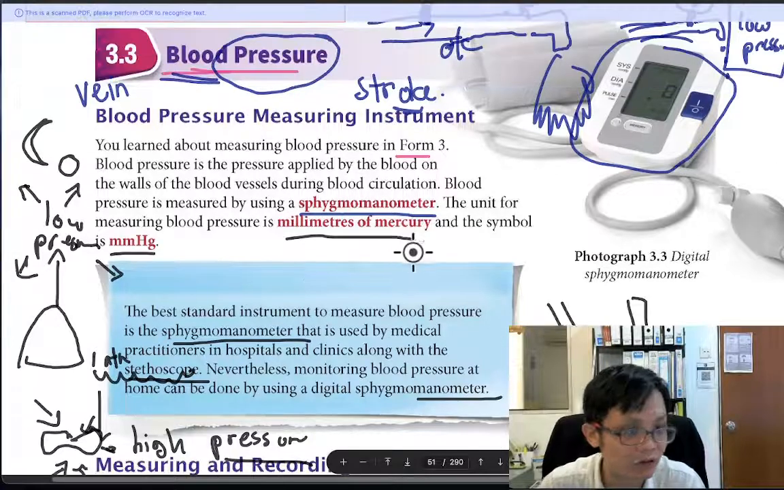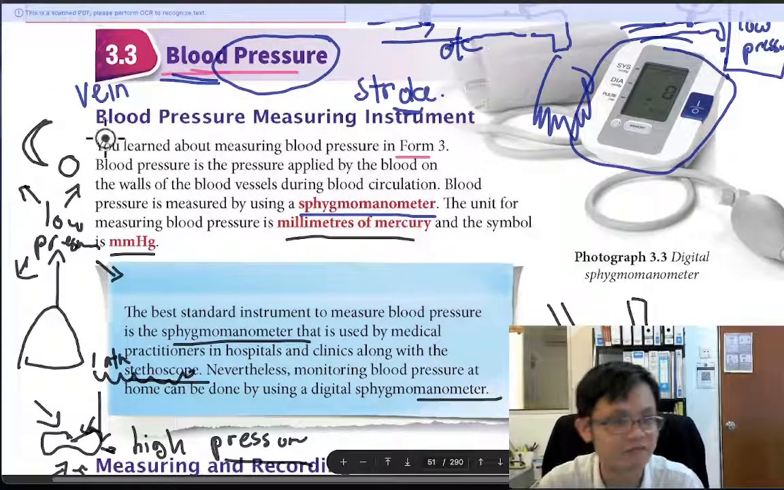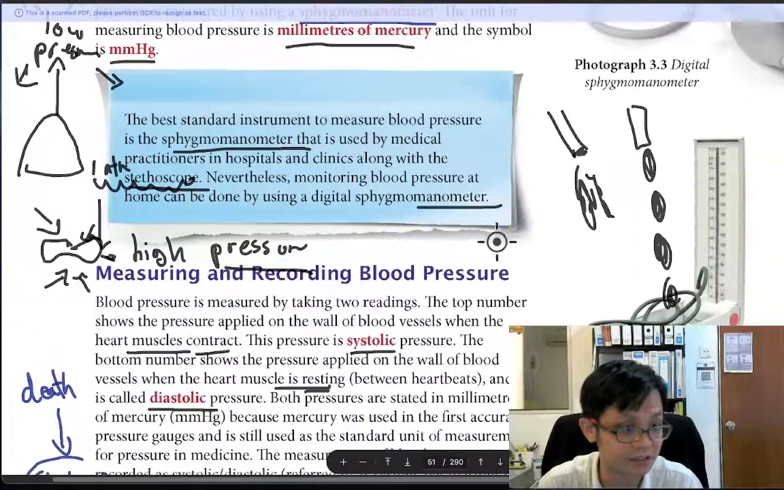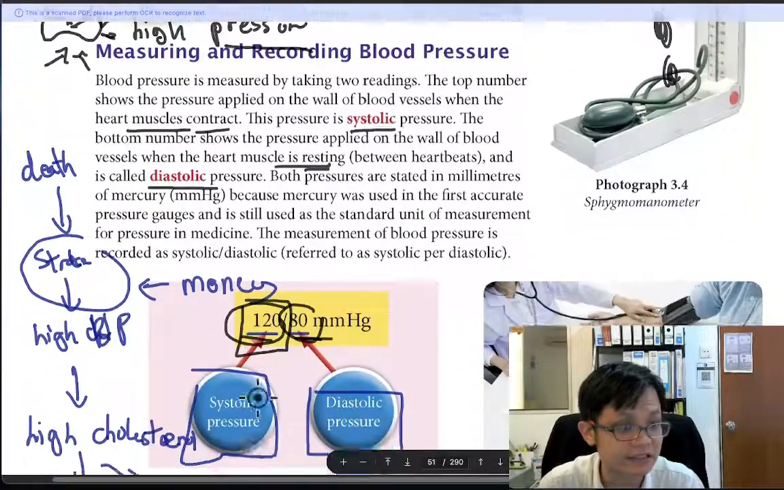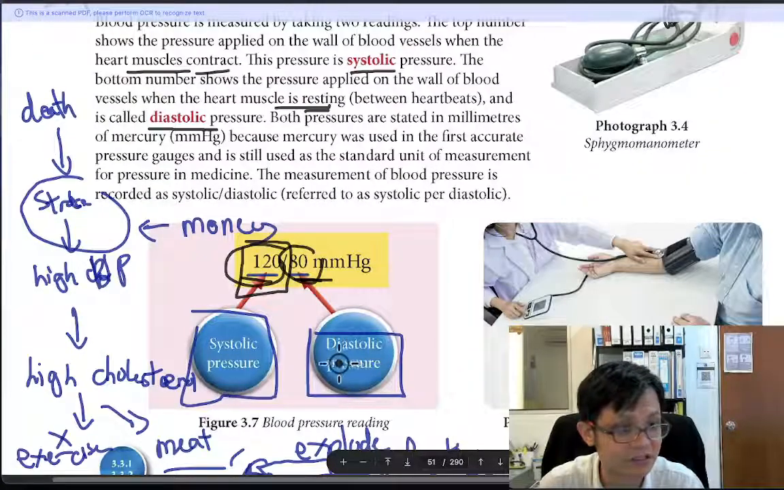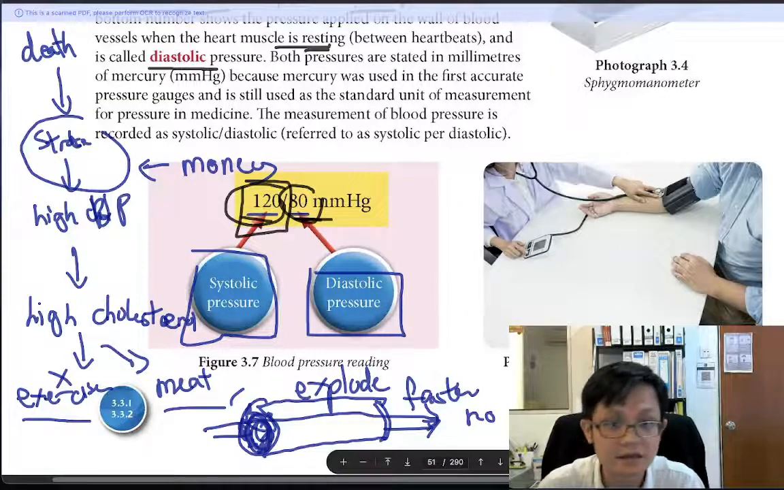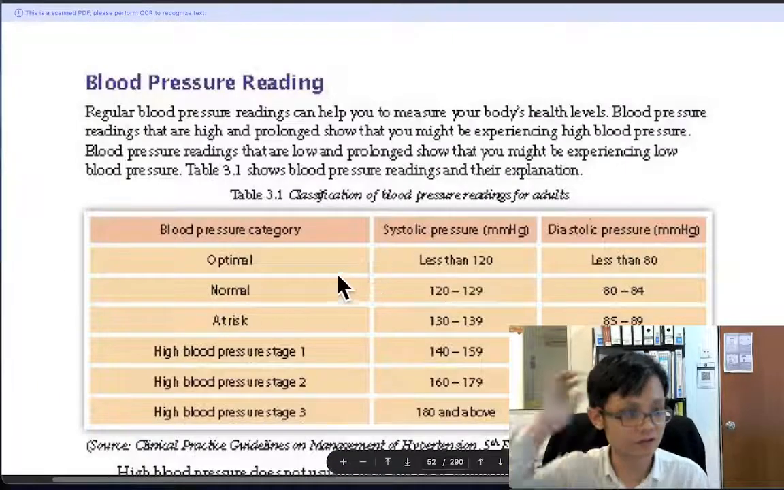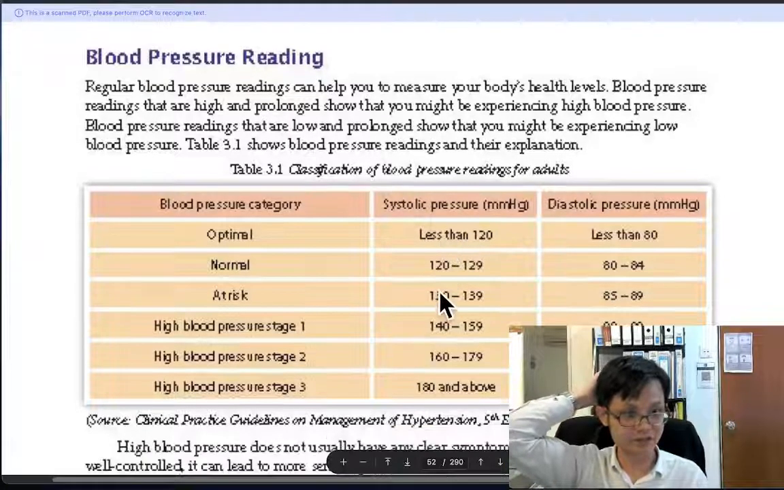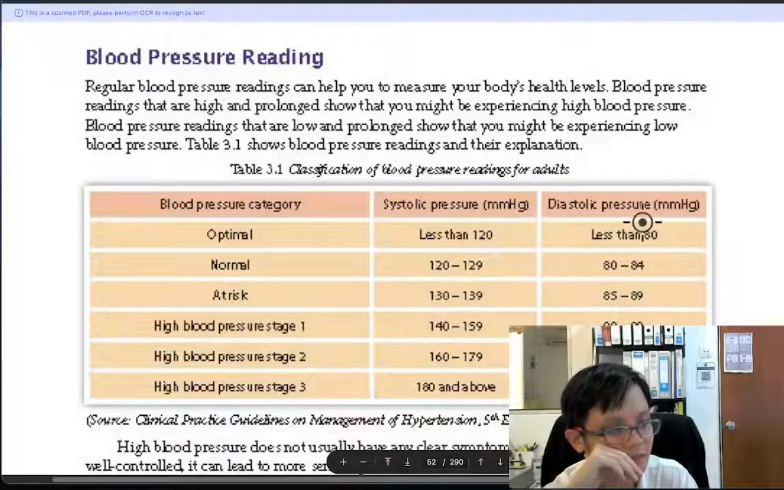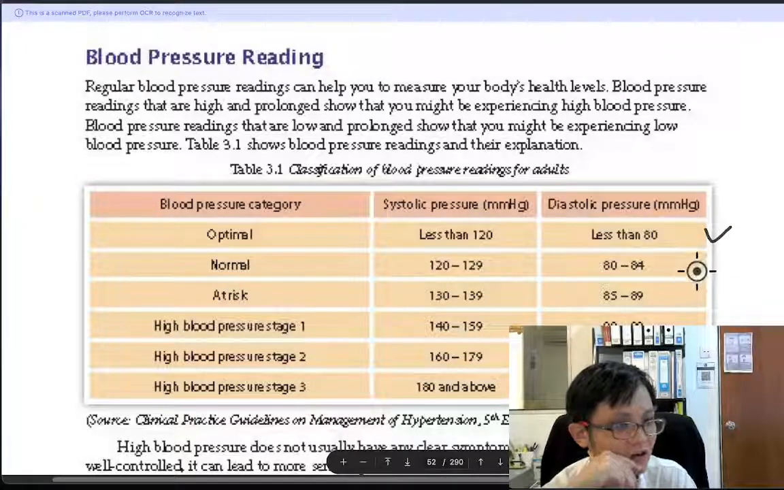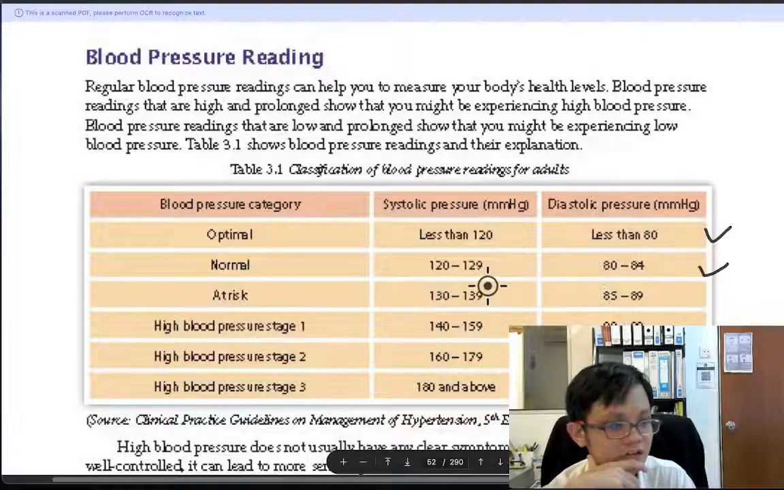So the best way is normal. We want to have a very normal blood pressure. Okay, so this is the systolic pressure, diastolic pressure. If you're free, you measure. Normal one we want 120/80. Let's see. So very good, this book is very good. So you go back home, you try. Optimal is 120/80.